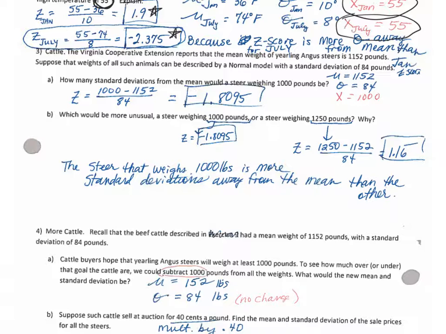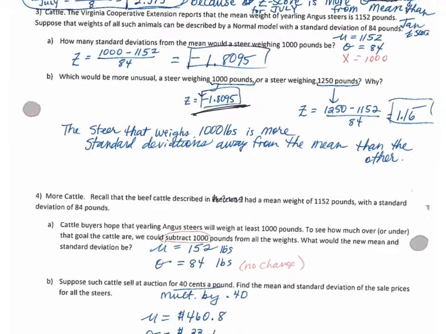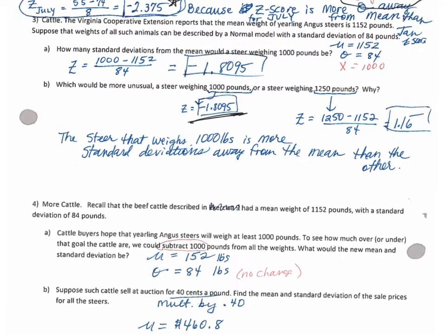Okay. Number 3 is also similar to that. You get the z-score for a 1,000-pound steer, and then you get the z-score for the 1250. The one that was 1,000 pounds had a z-score that was farther away from the mean, negative 1.8 as opposed to 1.16 repeating. So that was more unusual. All right, questions on that?